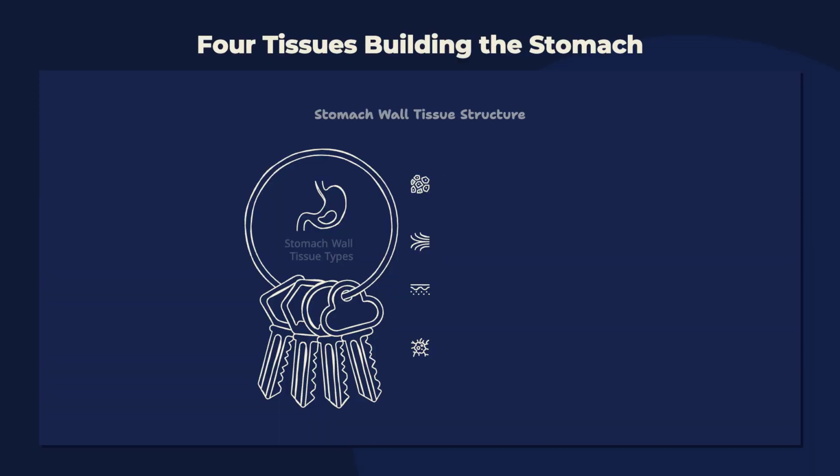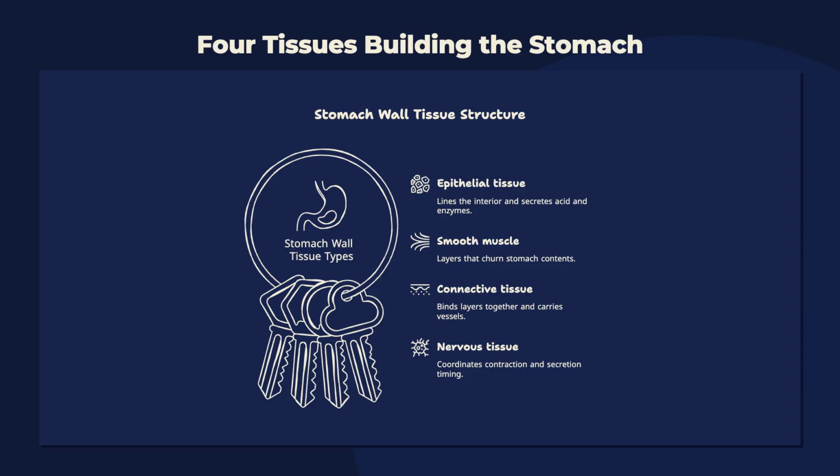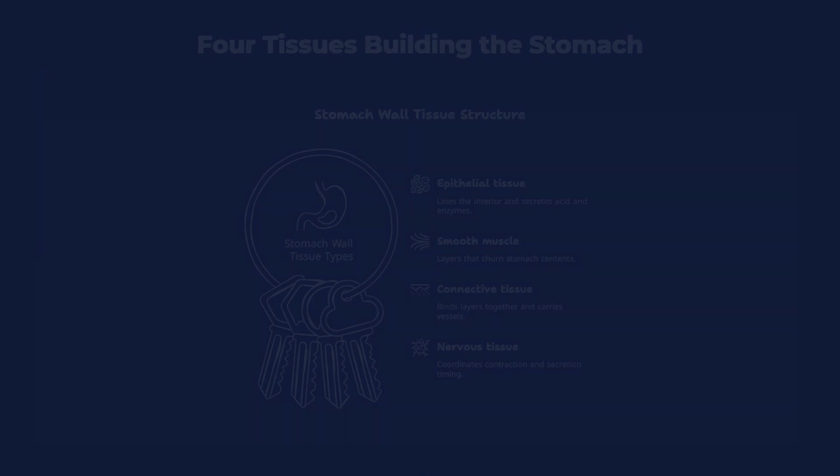The stomach makes the tissue-to-organ boundary concrete. Epithelial tissue secretes acid, smooth muscle churns, connective tissue binds and carries vessels, and nervous tissue coordinates timing. 4 tissue types, 1 coordinated function, 1 organ. Strip away 3 and what remains is tissue, not an organ.